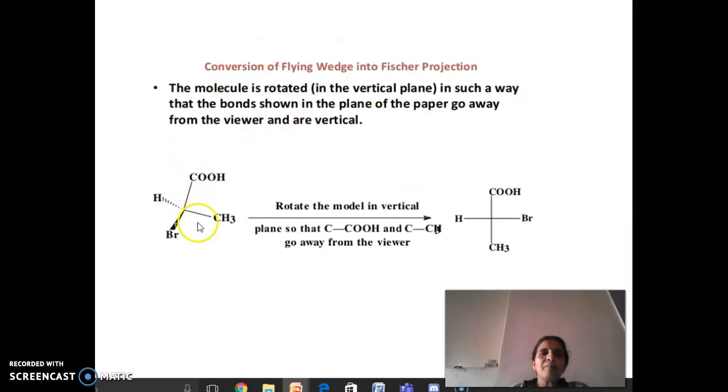If you have a flying wedge formula, the molecule is rotated in the vertical plane in such a way that the bonds in the plane of the paper are away from the viewer and are vertical. So rotate the model on a vertical plane so that the carboxylic carbon and the CH3 group are on the vertical line, and the other hydrogen and bromine bonds are on the horizontal, okay, one of which is towards the viewer and one is away from the viewer.